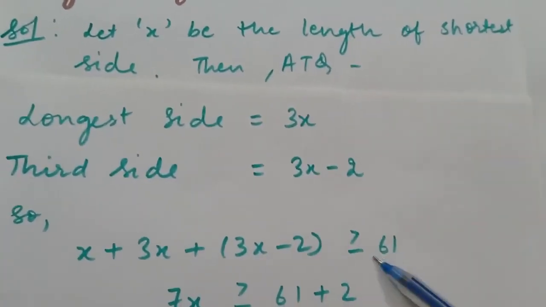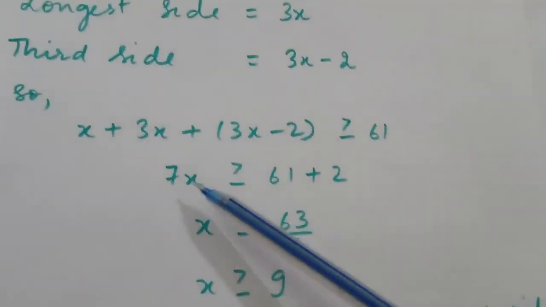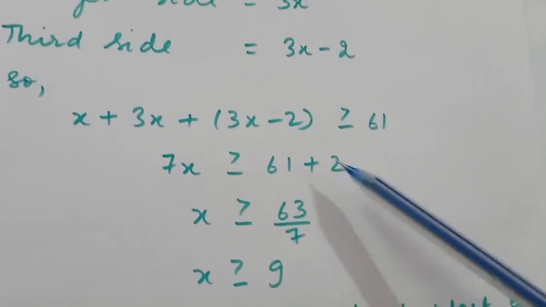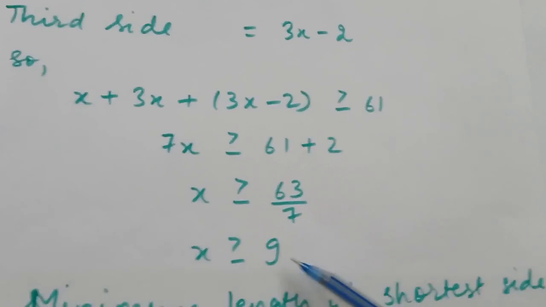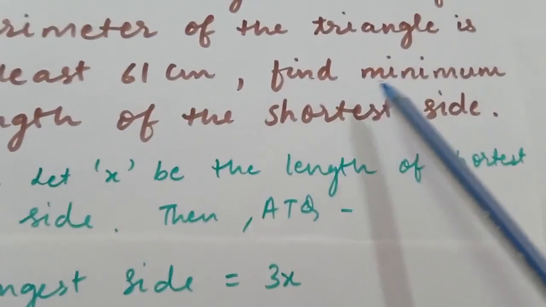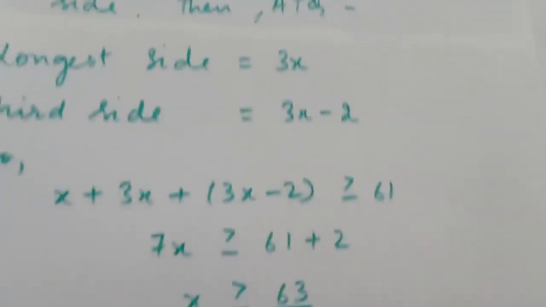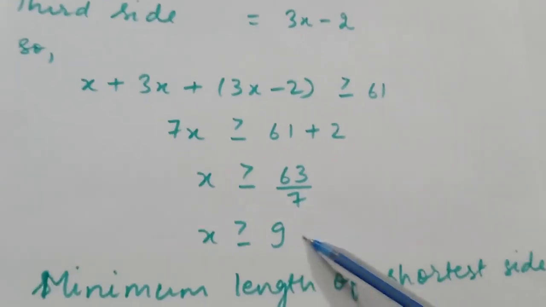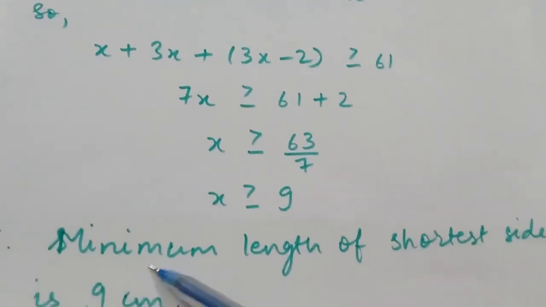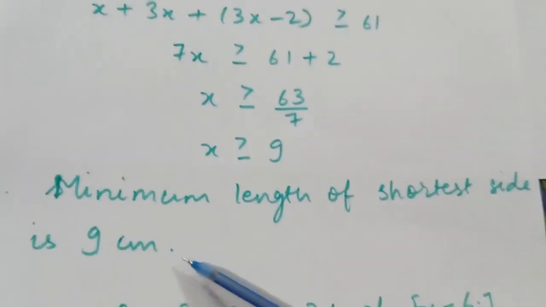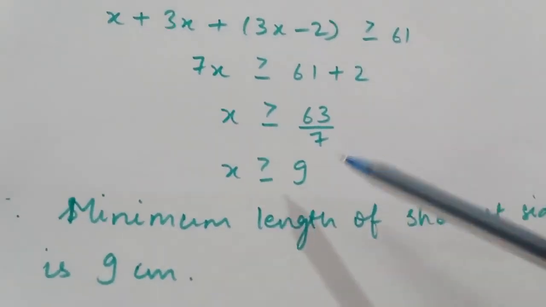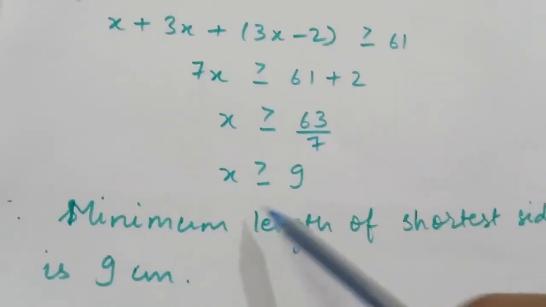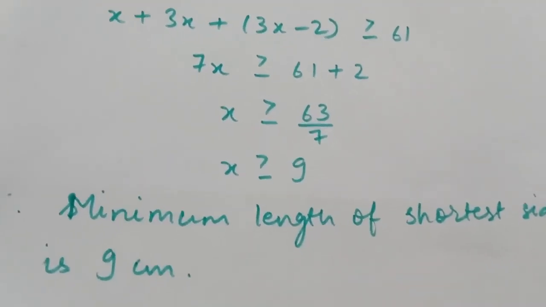Only this condition is given. So solve, you'll get 7x greater than 61 plus 2x greater than 63 upon 7, which is 9. As we wanted to find the minimum length, x is either equal to 9 or greater than 9. Therefore, minimum length will be 9 centimeter. Clear? Because the shortest side is either 9 or greater than that. Then the minimum will be 9 centimeter.